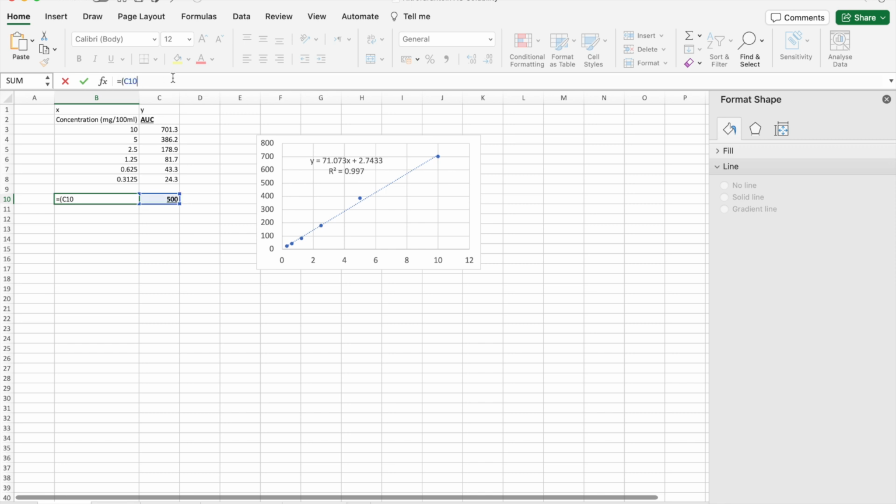at our equation, subtract 2.7433 from 500, and then of course we need to bring 71 over, and we can divide that on both sides, 71.073, and then we get our value then of 6.99, or roughly 7 milligrams per 100 ml. So that tells us that this experimental value of 500 translates to a concentration of 7 milligrams in 100 mils.